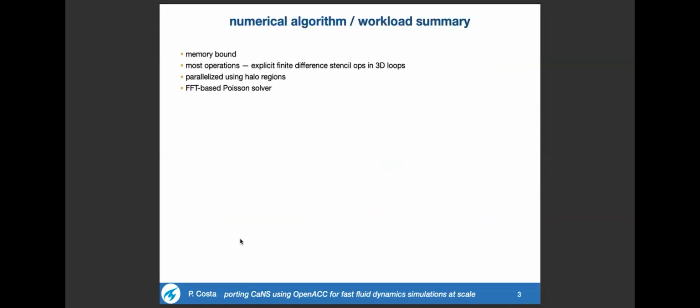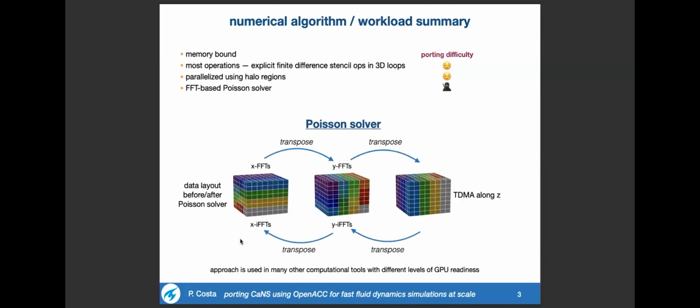So just to give you a bit of a feeling of the numerical algorithm and workload, it's a memory-bound type of workload where most of the operations are simply explicit finite difference stencil operations in 3D loops, which are easily parallelized using ghost cells or halo regions. And really the tricky thing in terms of porting difficulty is the FFT-based Poisson solver. Why is that? Well, because the computational complexity of the Poisson solver is similar to a three-dimensional FFT, but with a twist that we do not necessarily do a 3D FFT, but maybe a cosine transform along this direction, a sine transform along that direction, and then we need to solve a tridiagonal system along the third direction.